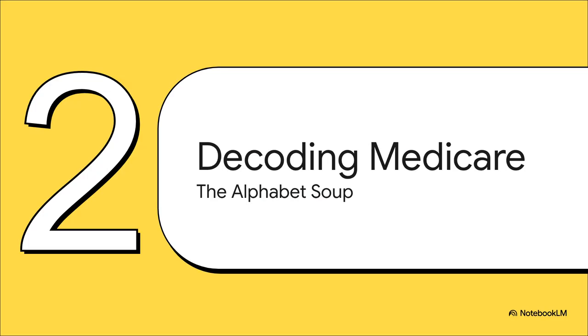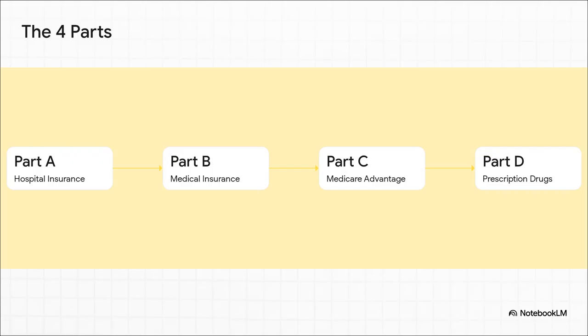Simple, right? So, now that we've got that main distinction down, let's zoom in on Medicare. Because it's not just one thing, right? It's a whole bunch of different parts, A, B, C, D. People call it the alphabet soup for a reason. Let's figure out what's in the bowl. Basically, you've got four main pieces: Part A, Part B, Part C, and Part D. We're going to go through them one by one so you'll know exactly what's what.